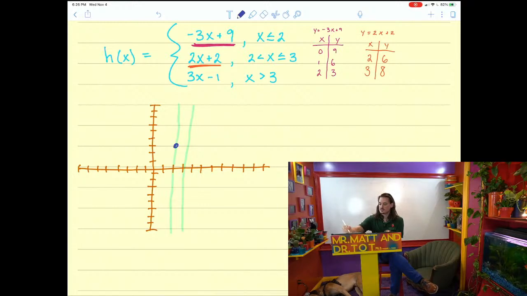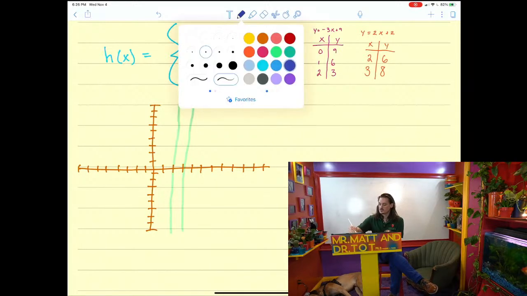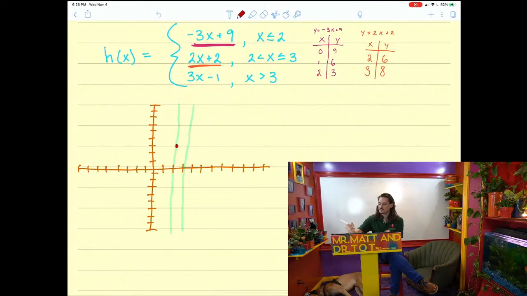Let me do this in the original color here. So we're going to have a solid dot at positive 3. And then I'm just going to map out some guiding dots. 1 is 6. And 0 is 9. So we have a function that looks like this. Okay, so solid dot and then an arrow facing towards negative infinity on the x-axis.